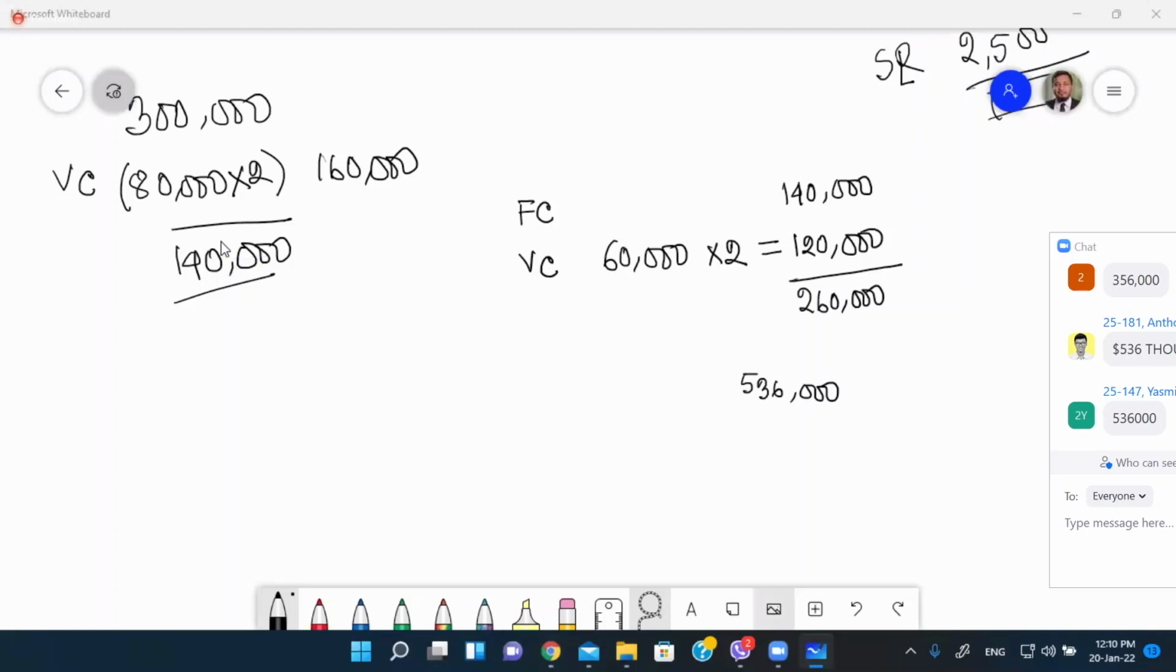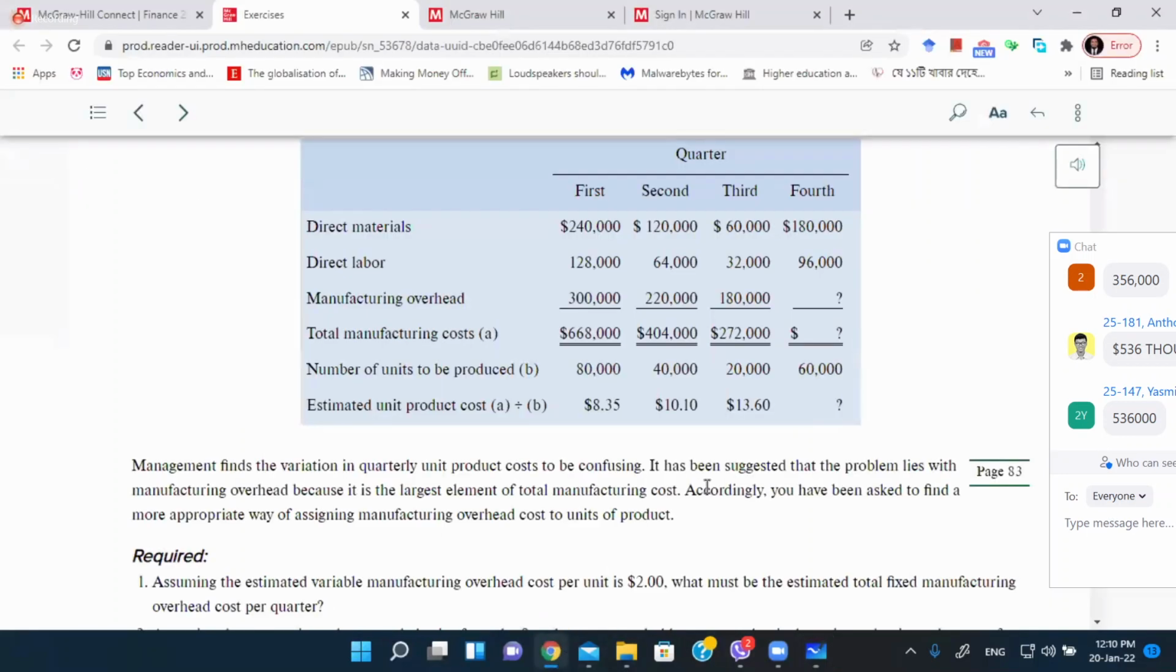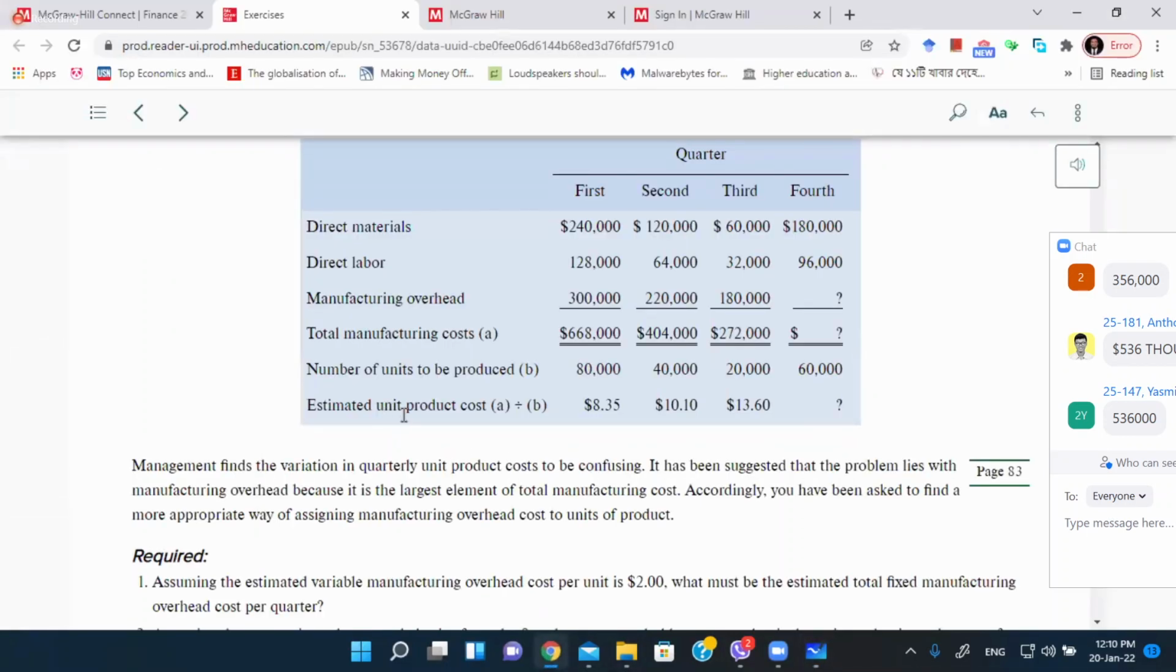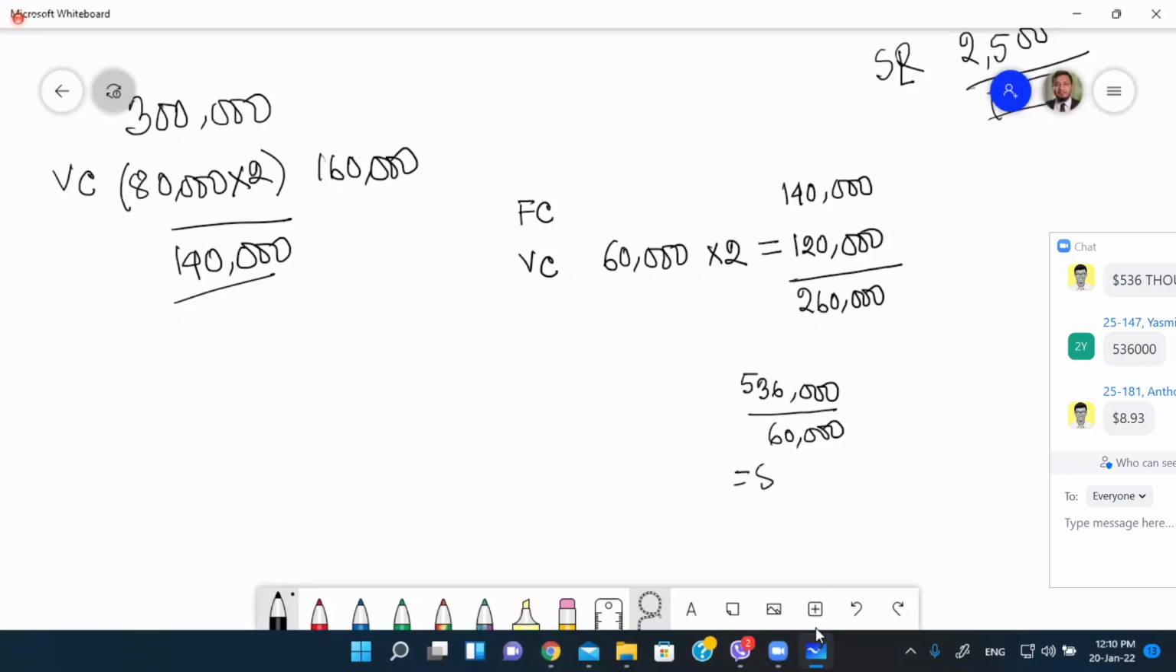Okay. Now, what is the number of units to be produced in the final quarter? The 60,000. So if we divide this number by 60,000, what we will get? We will get the estimated unit product cost for the 4th quarter. That should be 8.93. 8.93.